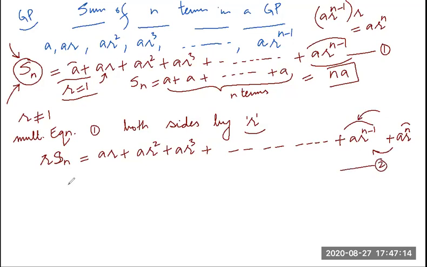Now, students, what I want to do is subtract equation 2 from equation 1. What do I get? Yes, any student? When we want to subtract two equations, subtract their left hand side, put equal to, and subtract their right hand side also. Yes, Ishma, what will I get on the left hand side? Sn bracket 1 minus r.